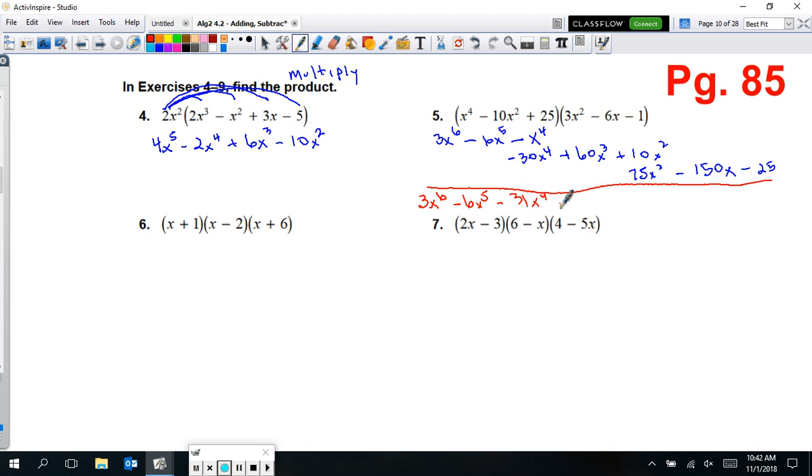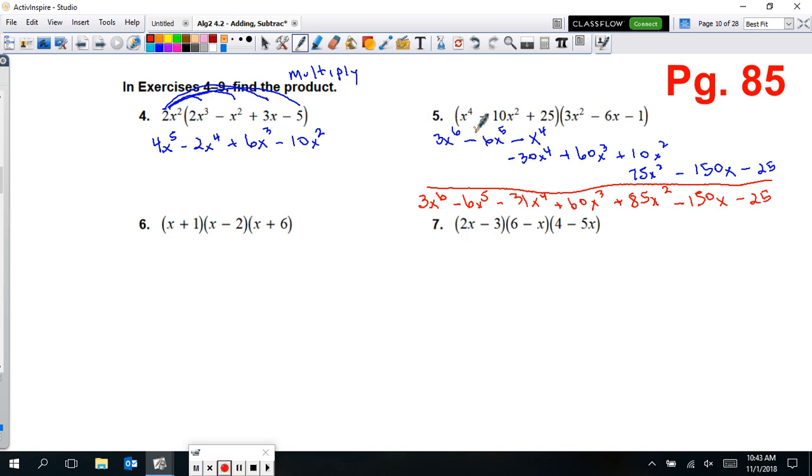Then I got my 60x to the third. My x squareds combined give me positive 85x squared. Then my negative 150x, and then my minus 25. That is our answer there.